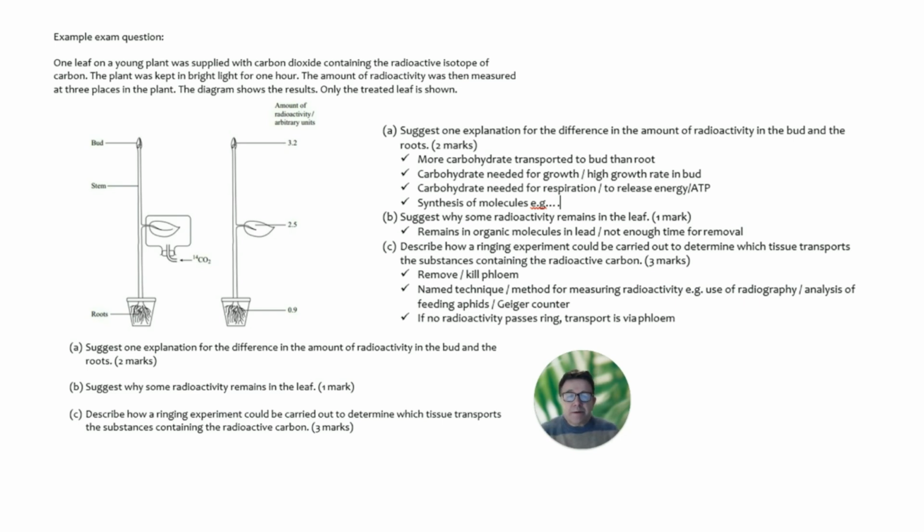Describe how ringing experiments could be carried out to determine which tissue transports the substances containing the radioactive carbon. So you could talk about removing the phloem. You can mention a named technique, so a method for measuring radioactivity. I didn't mention that. You could use radiography. You could analyse feeding aphids, as we just said. If no radioactivity passes the ring, then transport is via the phloem.